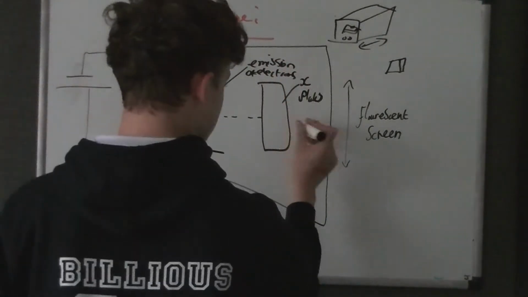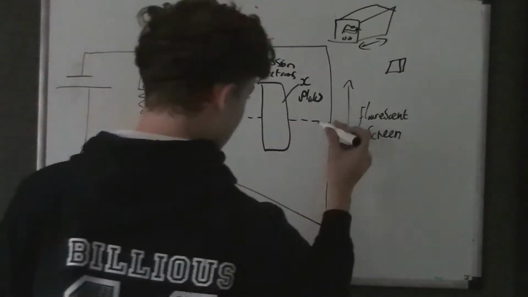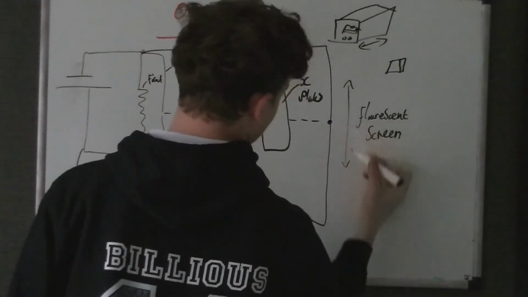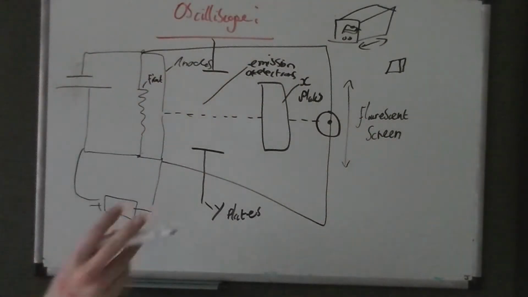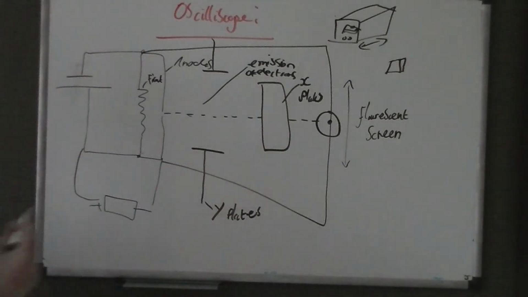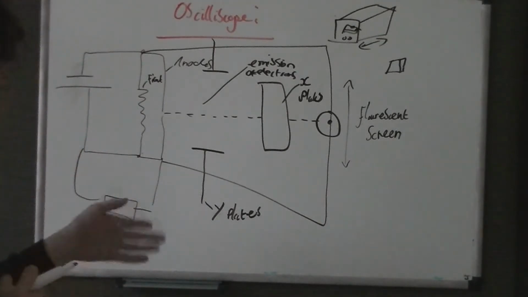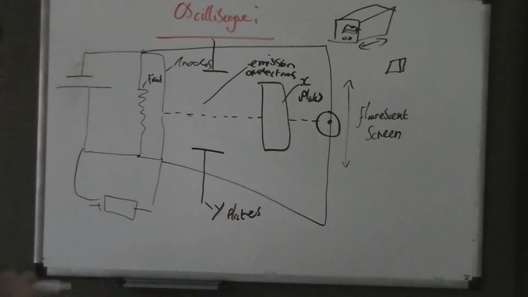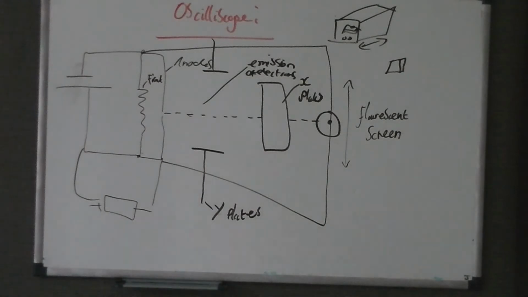And then if there are no PDs going through the Y plates or the X plates, we get a focused spot of light. That looks a bit wrong, but you've got a focused spot of light there. Now, what can we deduce from this? Well, that is where the electrons are hitting the fluorescent screen, and it's fluorescent, so we can see that given point there.